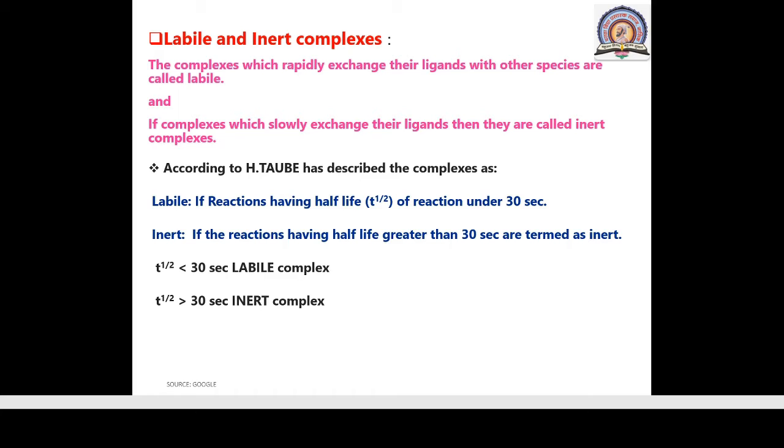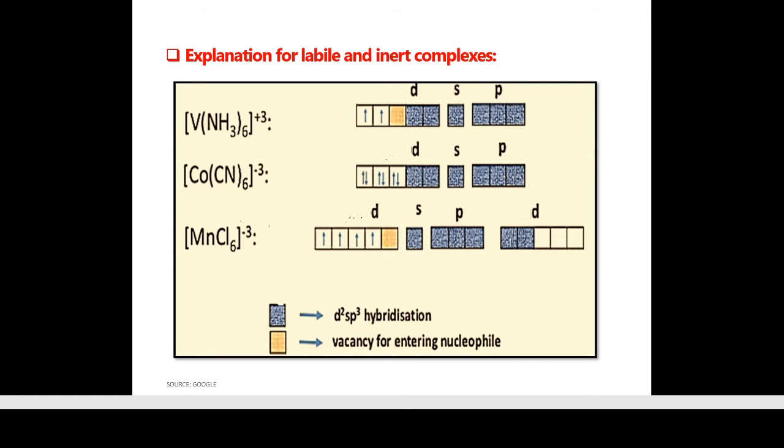I again repeat, what are labile complexes? The complexes which rapidly exchange their ligands with other species or other ligands are called labile, and the complexes which slowly exchange their ligands are called inert complexes. So let's see an explanation for labile and inert complexes.